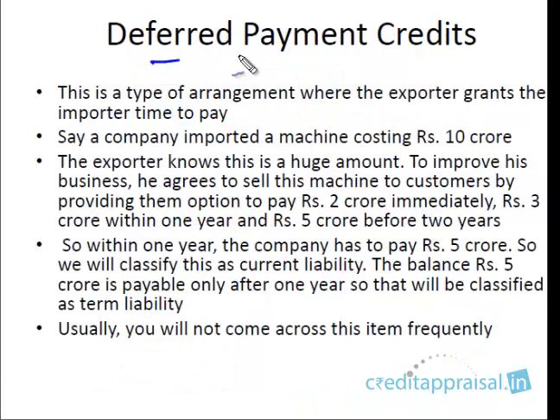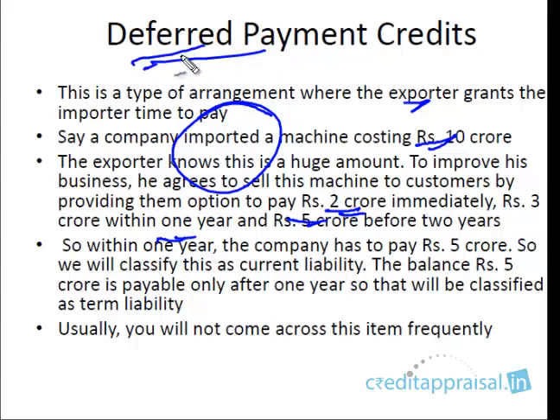And there is something called deferred payment credits. This is a type of arrangement where the exporter grants the importer time to pay. So say for example a company has imported a machine, right? This machine is costing 10 crores. This is a very expensive machine. So obviously, to encourage sales of such machines, the exporter will provide an arrangement whereby he'll say you need not pay this 10 crores immediately. You can just pay 2 crores down payment right now, 3 crores within 1 year, 5 crores before 2 years. So he'll be giving time to the importer to pay this 10 crores.